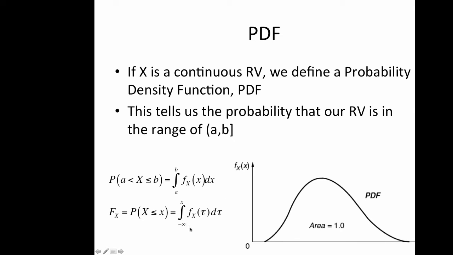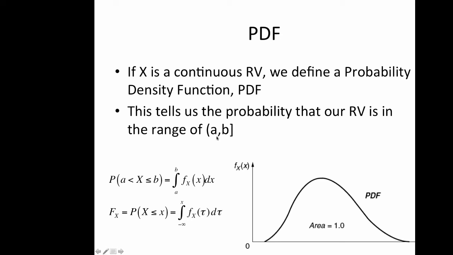Now, if x, our random variable, is continuous, we define instead a probability density function, a PDF. This tells us the probability in the range of a, b, between a and b. And notice how the notation is here. We've got a parenthesis next to a and a bracket next to b. This means it includes the value b, and it goes up to but not including a.